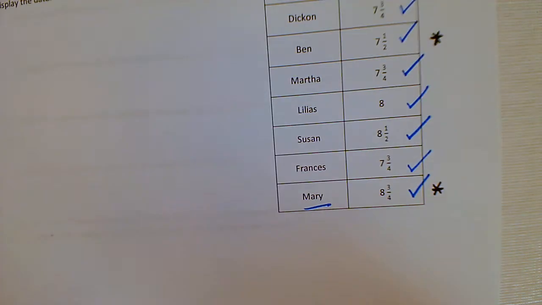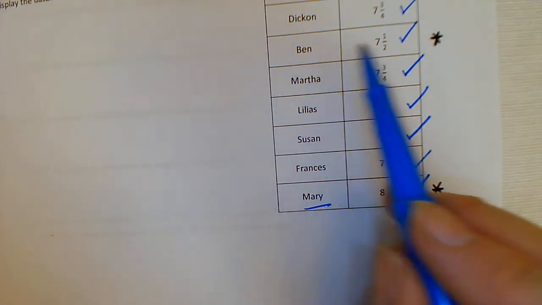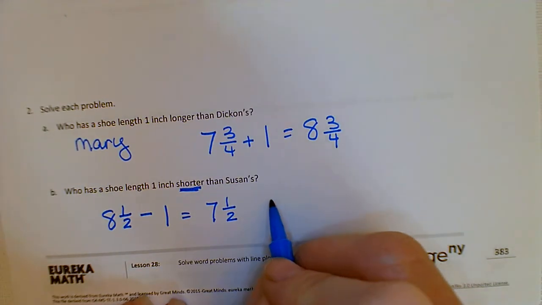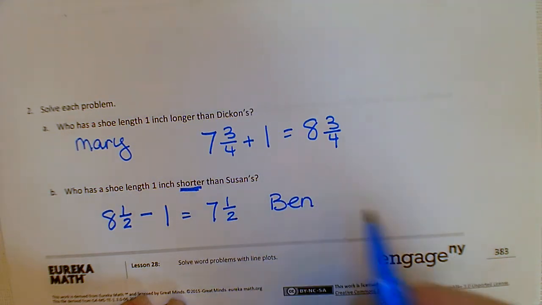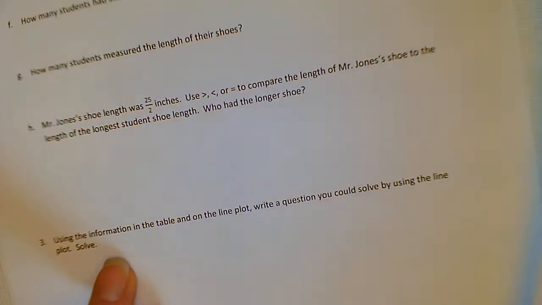So let's take a look and see who's at 7.5. And again, our line plot doesn't actually show us who is at 7.5, but there is 1 student there. I can see that on the line plot. And if I take a look here, Ben is at 7.5. So I'm going to go ahead and write Ben. And we could say Ben has a shoe length 1 inch shorter than Susan's, but for today it's okay for us just to write the names. Okay, so let's see what is next. Next page.